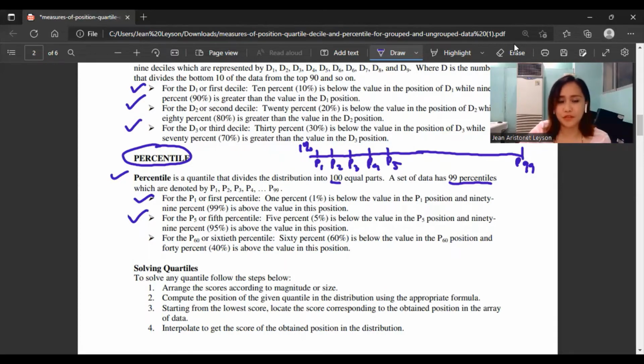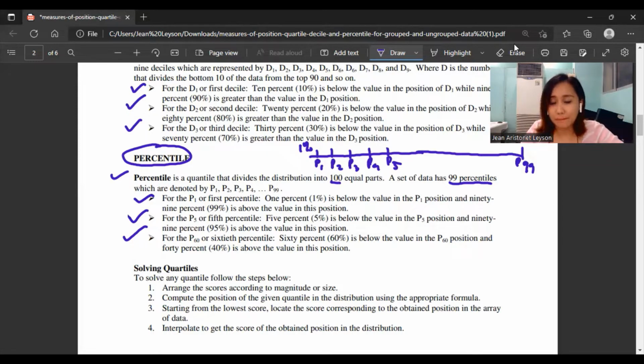For P sub 60, or the 60th percentile, 60% is below the value in the P sub 60 position, and 40% is above the value in this position. So I hope you get the concept, okay?